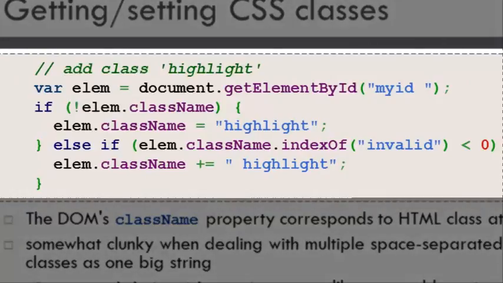For instance, in this example here, we get an element by ID, then we check to see if it has a class name or not. We do this by checking for an empty string. If it does not have a class name, we simply assign it the text value that we want. If it already has a class name, we have to do additional checking or removal of other classes using string manipulation. After we do that, we have to do a string concatenation with a space in it with the new class name that we want to add to the class name list.